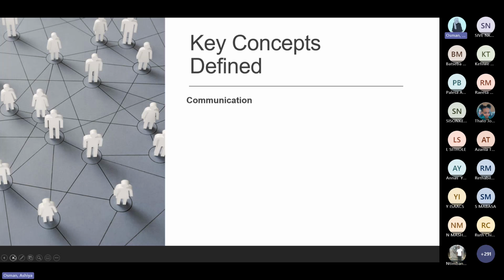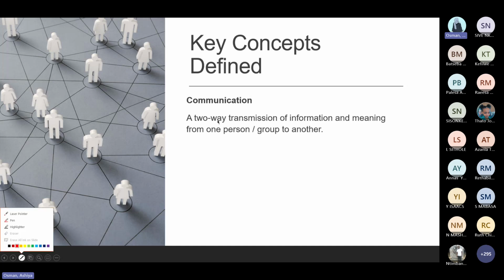That's 100%. Okay, the key concepts defined with communication. We start first with the word communication, all right? So communication is a two-way transmission of information and meaning from one person or group to another person or group, right? So these are important key concepts that you need to pay attention to. If you look at it, we talk about two-way transmission. So please take notes because these are all important things that you will have to focus on as we move along in the course. And this is the basics of it, all right? So two-way transmission of information and meaning.